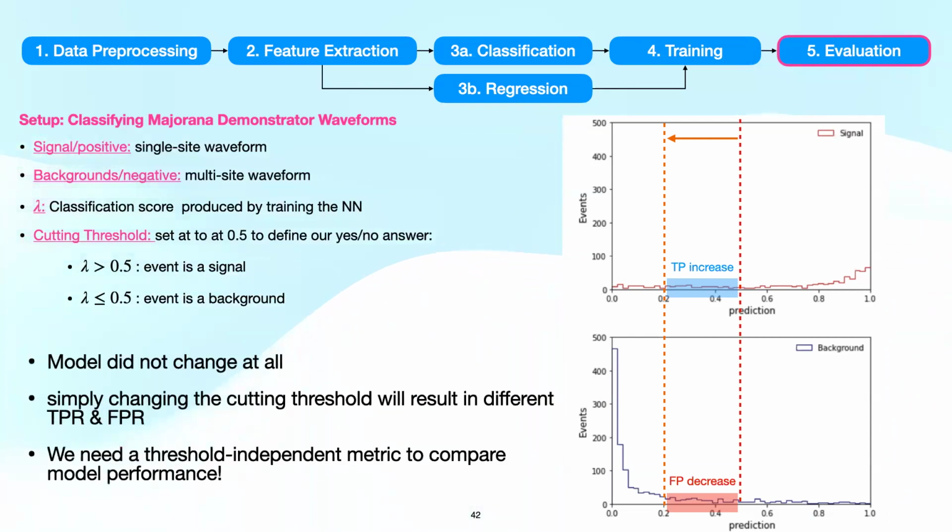So my model did not change at all. For the same events, my model is producing the same classification score for every single event, but by simply changing my cutting threshold, I'm changing my true positive rate and false positive rate. So this is actually pretty bad. We need a threshold independent metric we can use to measure the actual performance of my model.